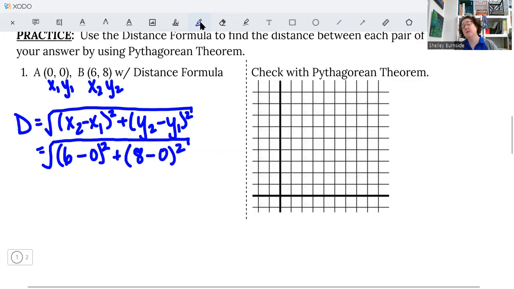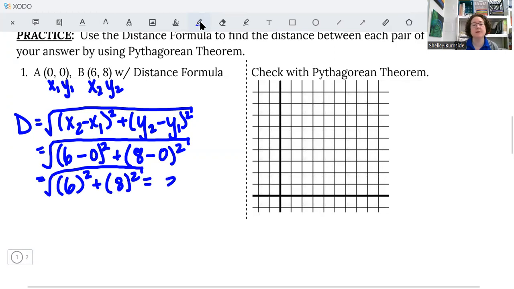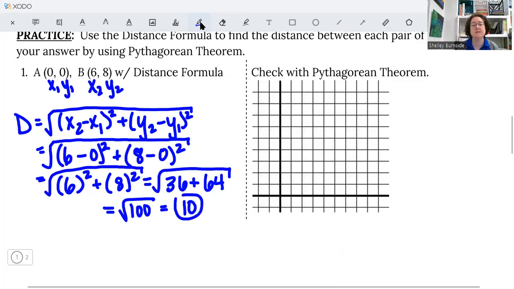And then we simplify, always go to the inside of the parentheses first. So we have 6 minus 0 is just 6, but the whole thing is still squared. 8 minus 0 is still 8, but it's all squared. And then we square those. So we have 6 squared is 36, 8 squared is 64. And you add those together, you get the square root of 100, which is one of our perfect squares, which means we have an exact distance of 10 units between these.